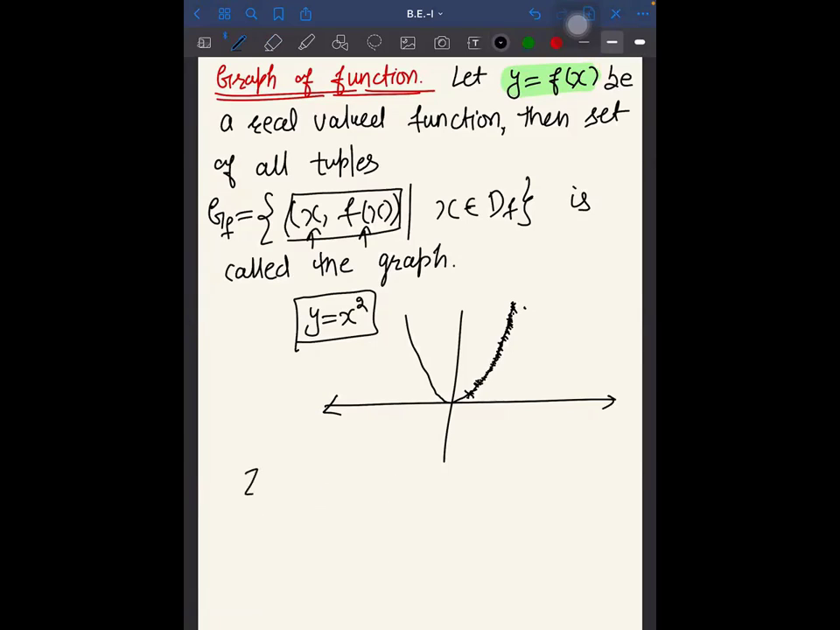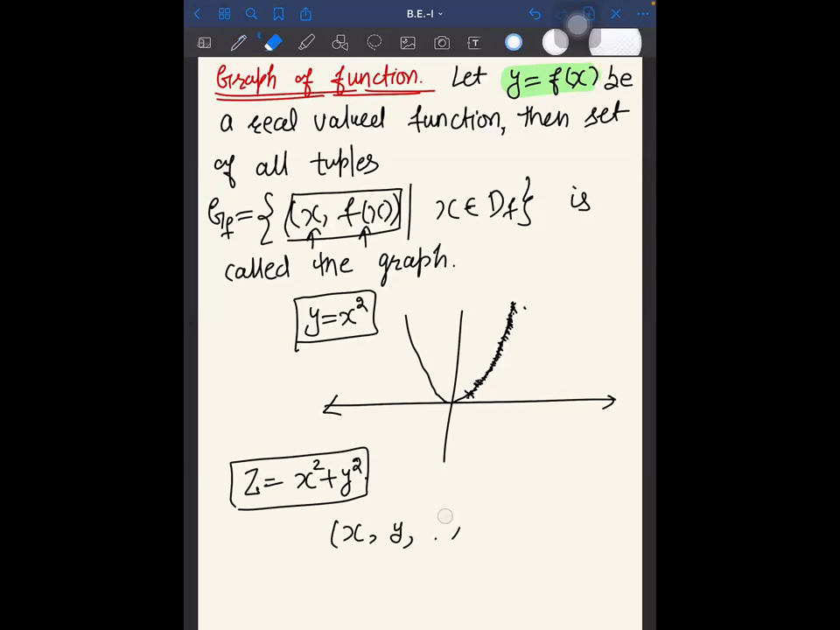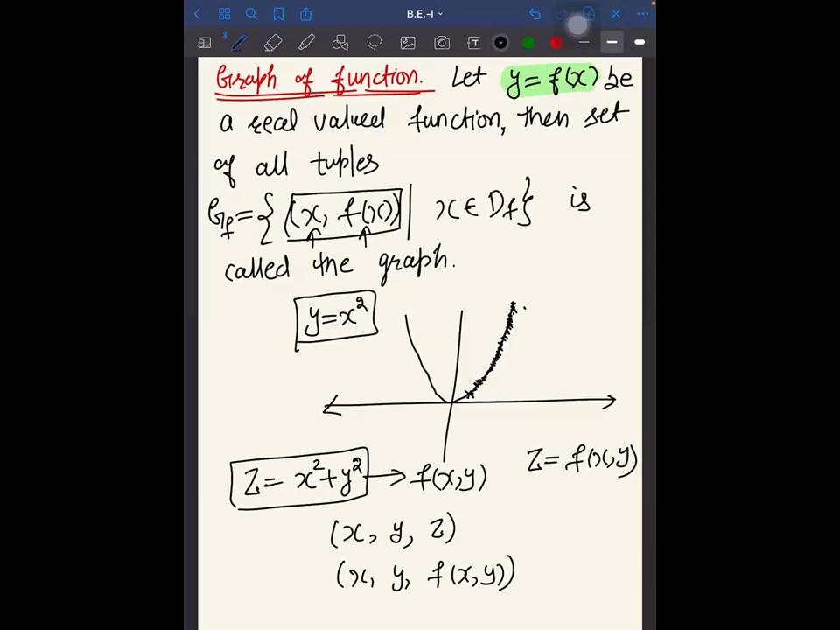Let's say if I talk about this thing, how many inputs are there? Two. So x and y are two inputs, and the third one is the output. We may write it as z is equal to f of xy. Is that fine? Then this will be the graph of the function.